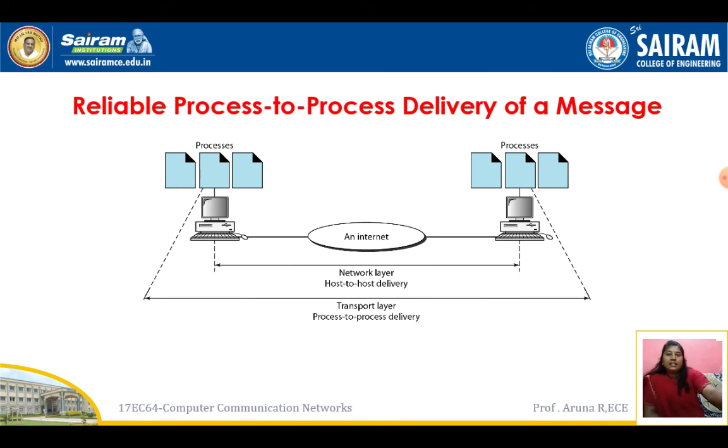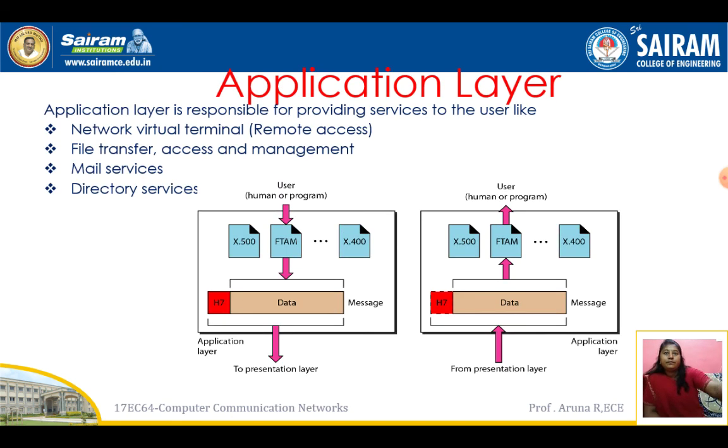Then you can see in this example, this is the example for reliable process to process delivery of the message. Here, very important, the processes shown in blue color: in the computer, there are different processes running. If the information is successfully transferred from one process to another process, then this communication is done by the transport layer, that is process to process delivery.